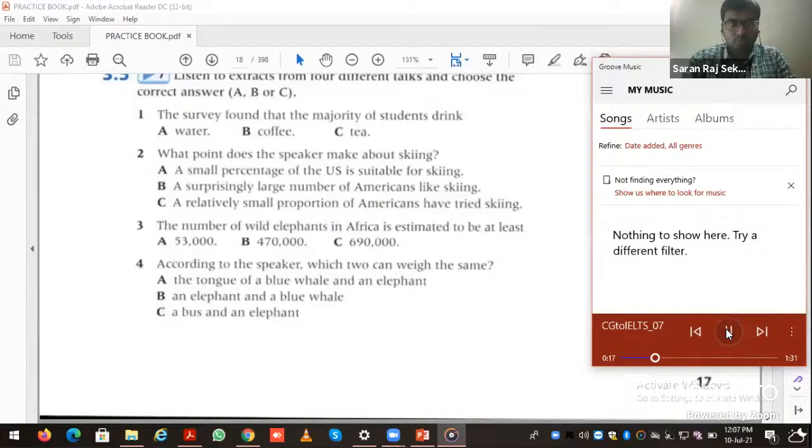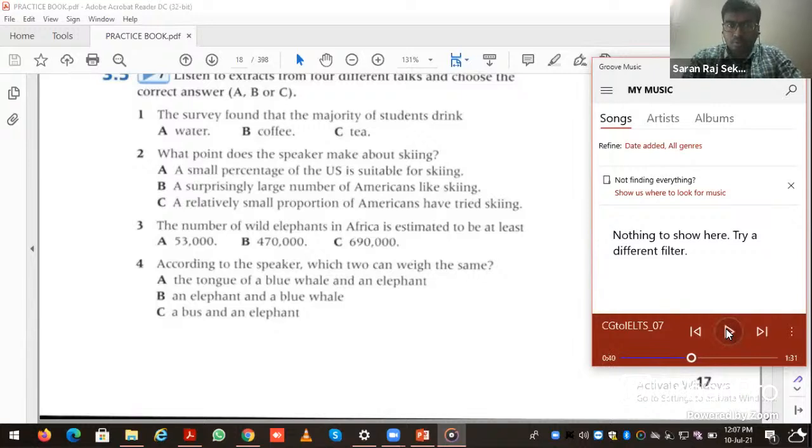Over 800,000 people in the U.S. are estimated to have tried skiing. This may seem a large number, but it represents just over 0.26% of the total population of 300 million. So, per capita, it is surprisingly small.